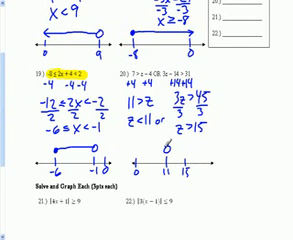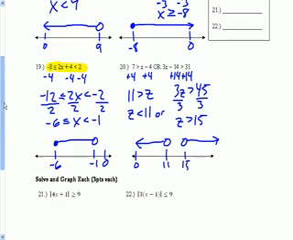Less than 11, I use an open circle, open dot, and draw everything less than. For the or, since it's or, we're just going to graph both pieces. Greater than this, that's going to be an open circle with everything to the right. All right, and that's it. That's all there is to it.